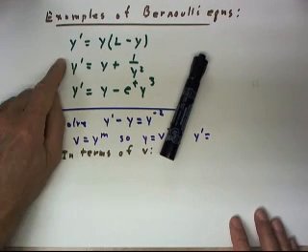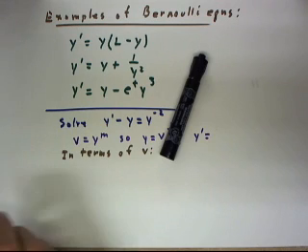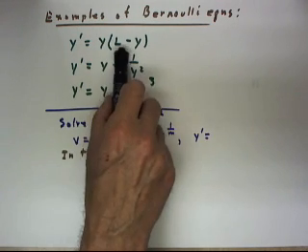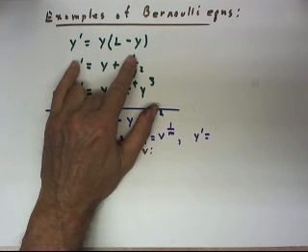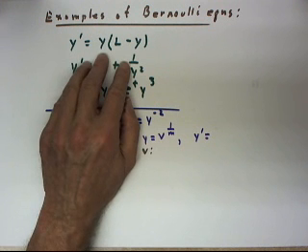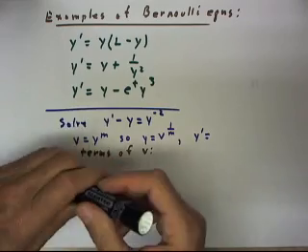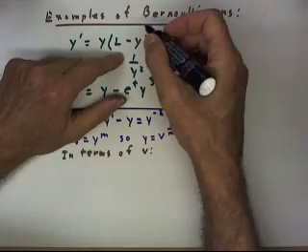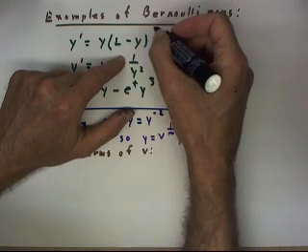We consider some examples of Bernoulli equations. This first equation, y prime equals y times (L minus y). Now I'll note that this is very similar to some equations we're going to be working with very soon, and this is actually a separable equation, so you don't need to treat it as a Bernoulli equation. But to illustrate the Bernoulli equation, let's go ahead and write this out.